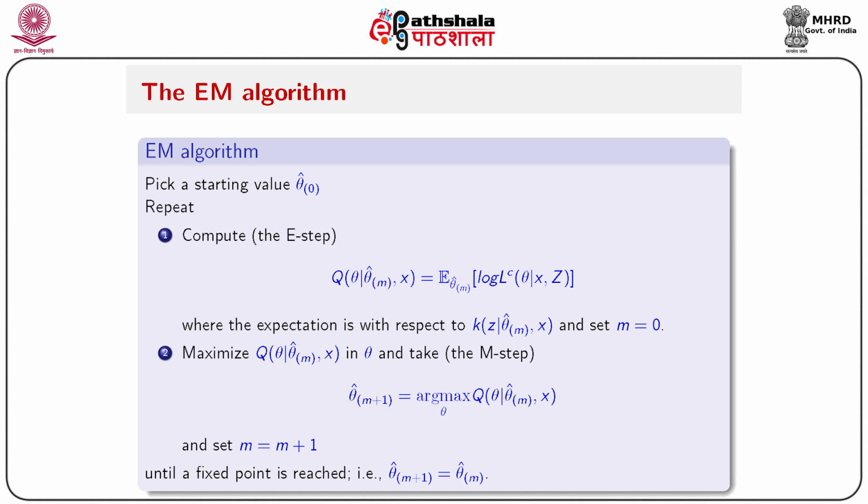Here is the actual algorithm for EM, to help you recall it. Pick a starting value theta hat 0, and then repeat: the expectation step computes Q(theta given theta hat m, x), which equals the expectation at theta hat m of log Lc(theta given x, z), the complete likelihood, where the expectation is with respect to k(z given theta hat m, x), and set m equals 0. Then maximize Q(theta given theta hat m, x) in theta, and take theta hat m plus 1 equals the argmax over theta of Q(theta given theta hat m, x), and set m equals m plus 1, until a fixed point is reached, theta hat m plus 1 equals theta hat m.